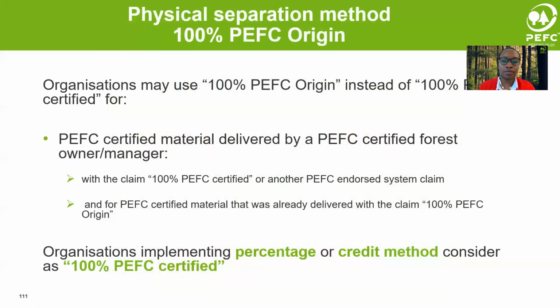The physical separation method also applies when you're using the claim 100% PEFC origin. So if the material is delivered by a PEFC certified forest owner or manager with the claim 100% PEFC certified, or another PEFC ecosystem claim, and also for PEFC certified material that was already delivered with the claim 100% PEFC origin. So if you want to use the 100% PEFC origin claim, you need to apply the physical separation method.